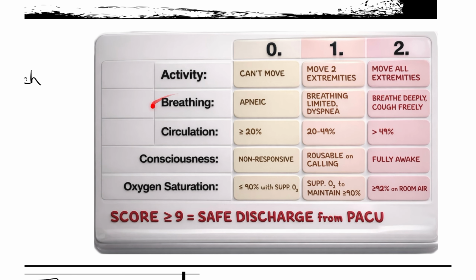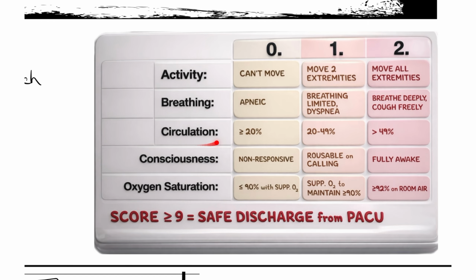The second parameter is breathing. If the patient cannot breathe, this is scored 0. If the patient breathes but with some shortness of breath, with some dyspnea, this is scored 1. And if the patient breathes deeply as well as coughs freely, this is scored 2.